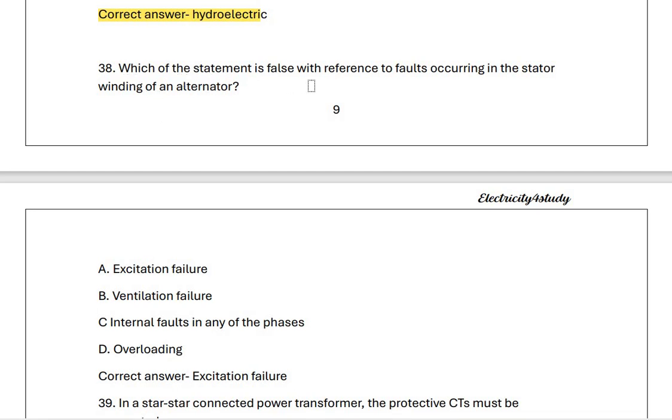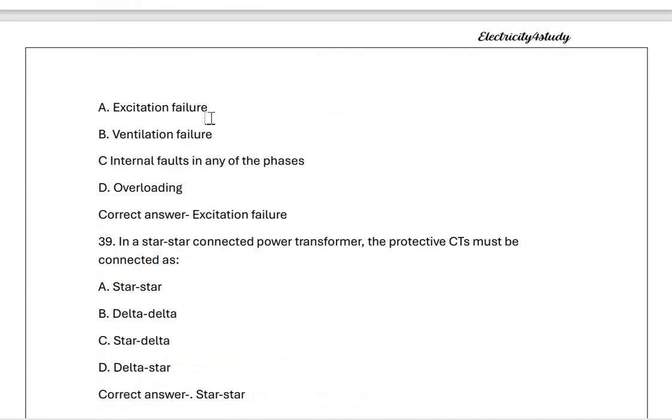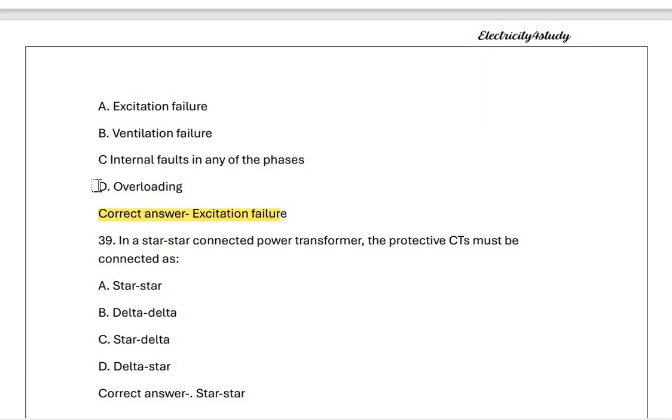38. Which of the statements is false with reference to faults occurring in the stator winding of an alternator? A. Excitation failure. B. Ventilation failure. C. Internal faults in any of the phases. D. Overloading. Correct answer: excitation failure.